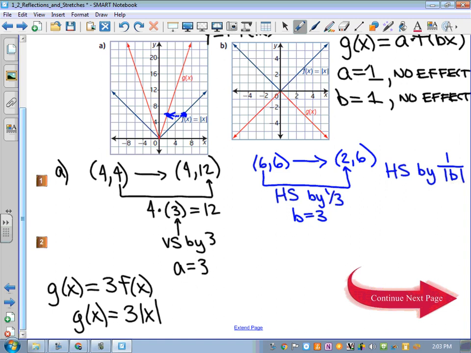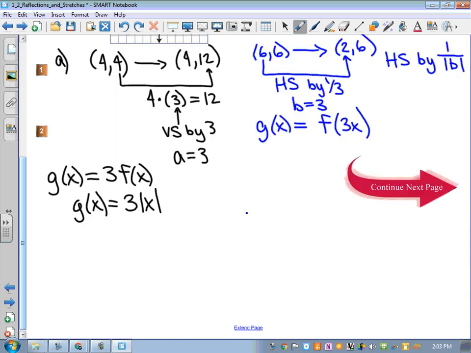We have to make sure we understand that reciprocal nature between the horizontal stretch and the b parameter. Now, if b is equal to 3, then what I can say is that g of x is equal to function f evaluated at bx, or 3x in this situation. And again, we know what f of x is, so I would say that g of x is equal to the absolute value of 3x.